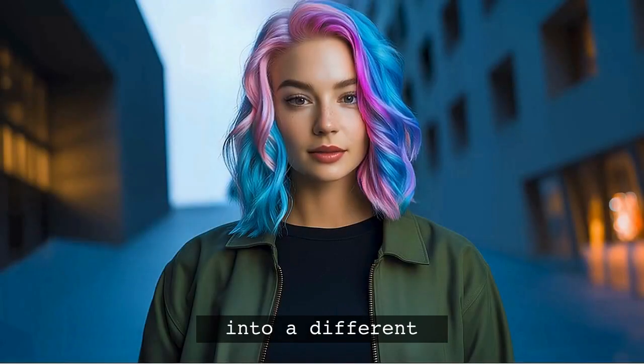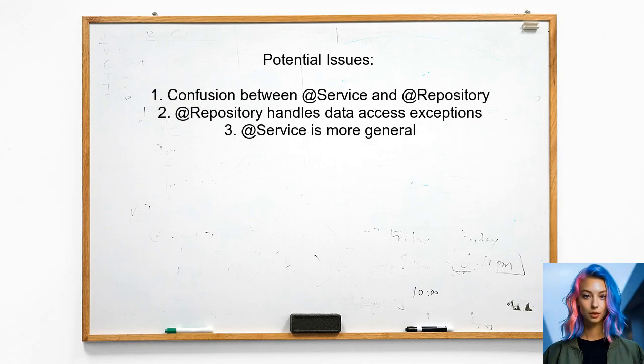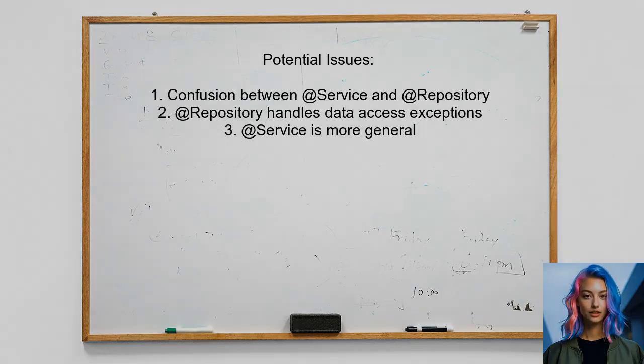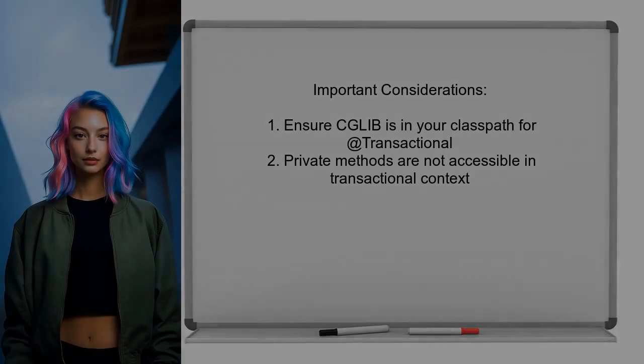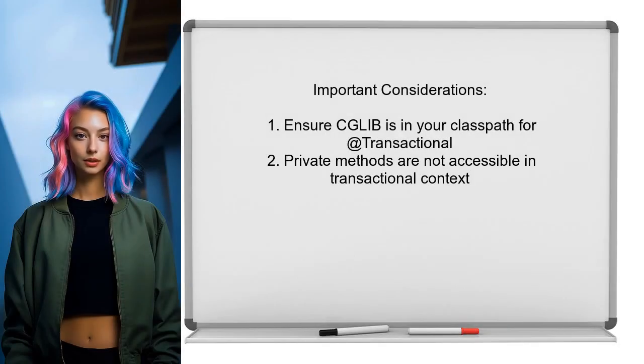Now, let's dive into a different answer from another user. This user points out several potential issues with your current approach. They note that using both the service and repository annotations can lead to confusion, as they serve different purposes in Spring. The repository annotation is specifically for data access exceptions, while service is more general. They also mention that if you use the transactional annotation, you need to ensure that cglib is in your classpath, as it's required for Spring AOP to create proxies.